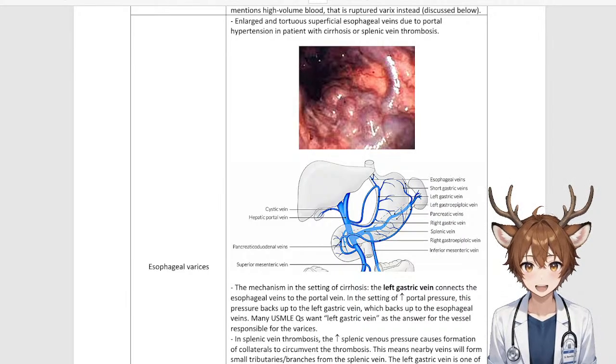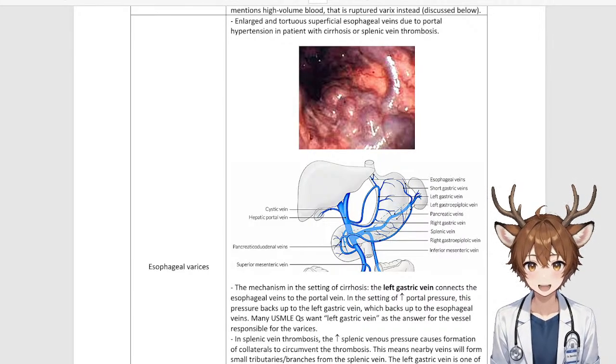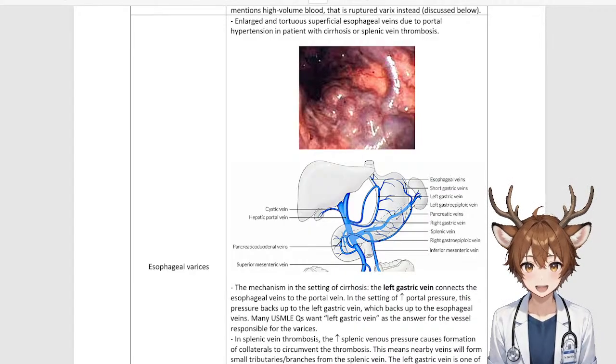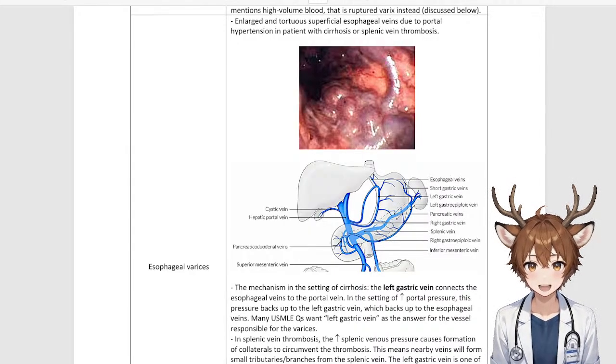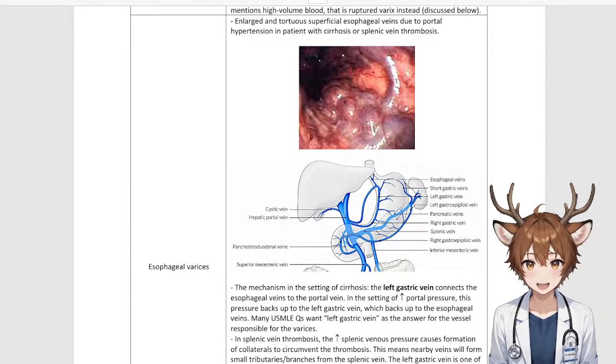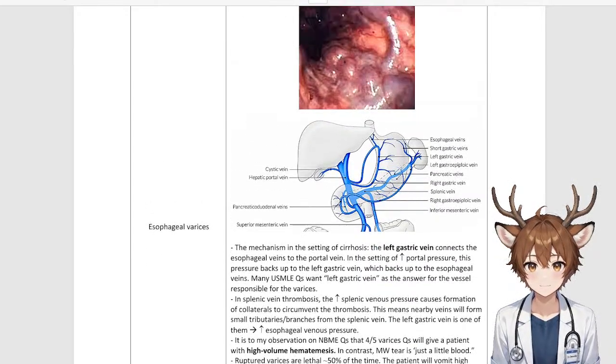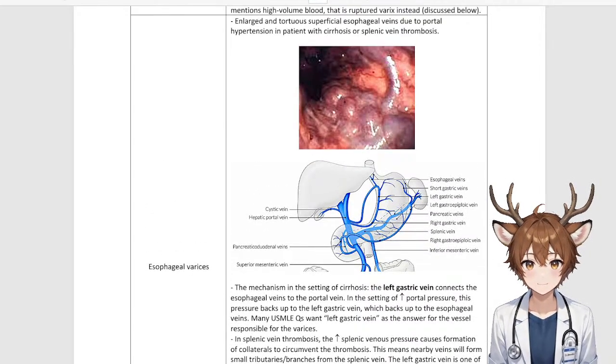So, esophageal varices. Enlarged and tortuous superficial esophageal veins due to portal hypertension in patients with cirrhosis or splenic vein thrombosis. And you can see that there. The mechanism in the setting of cirrhosis.